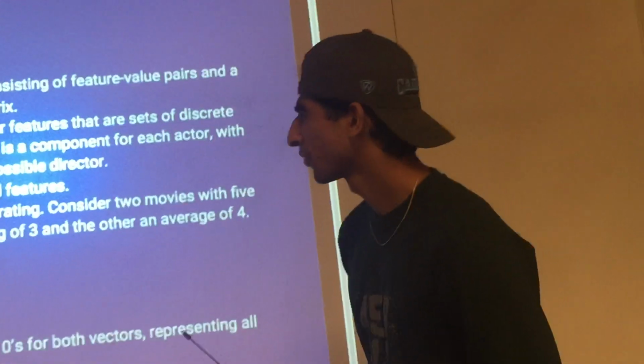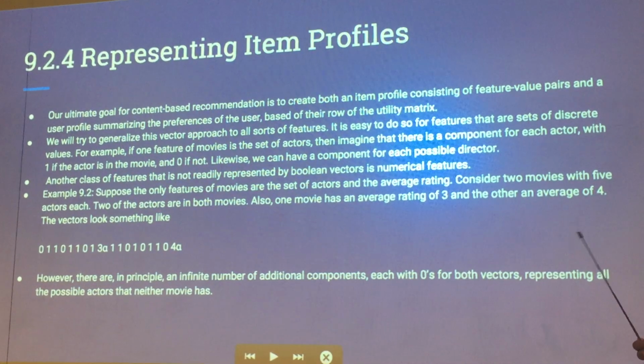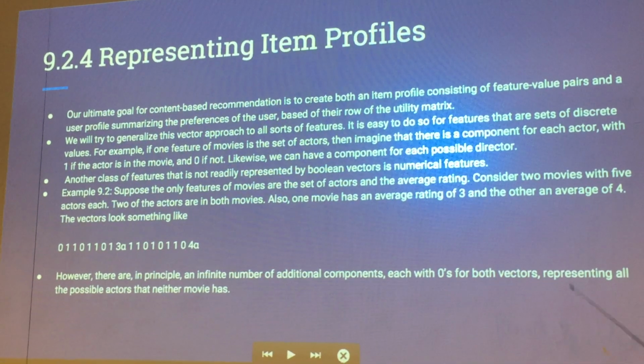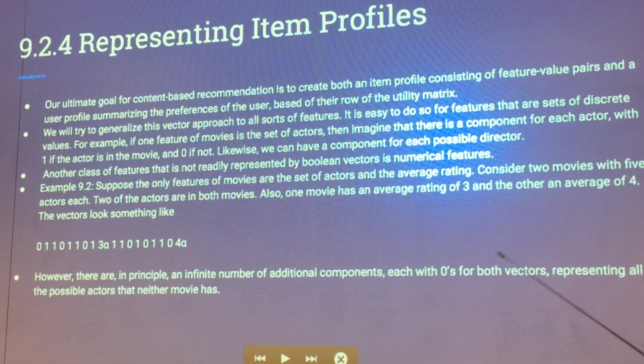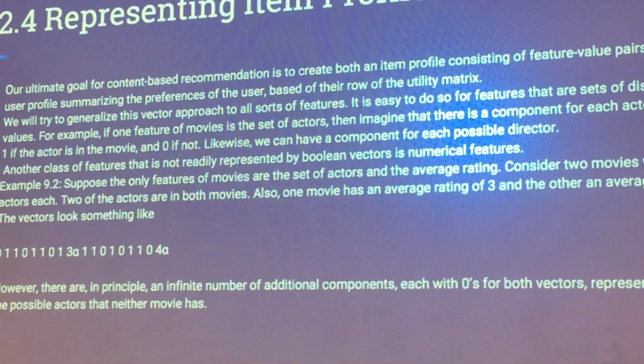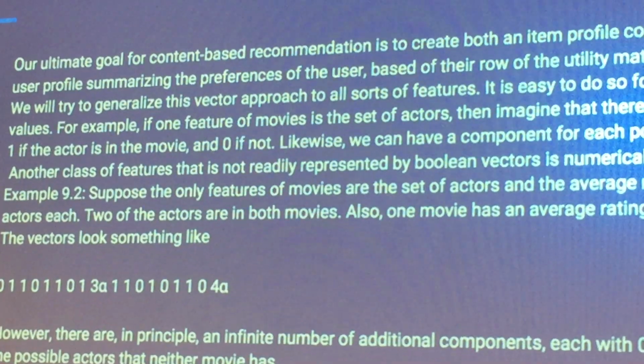The main goal for this is content-based recommendation, creating both an item profile, which consists of feature-value pairs, and also a user profile, which summarizes the preferences of the user based off the utility matrix. And we also try to generalize the vector approach, which is doable for features that are sets of discrete values.